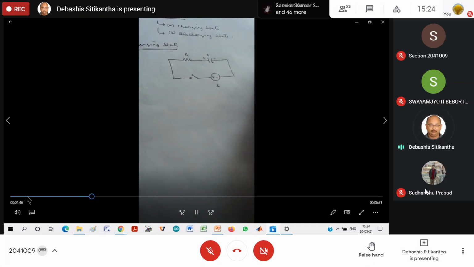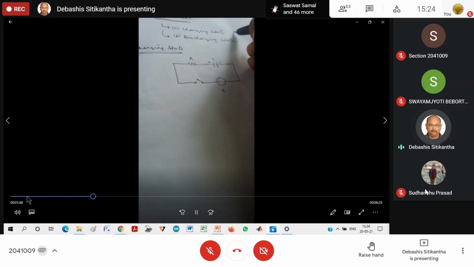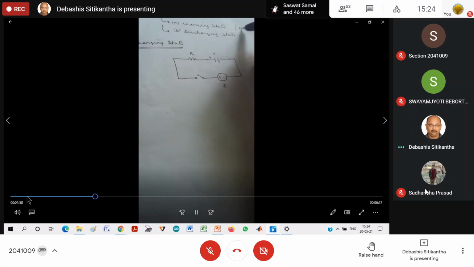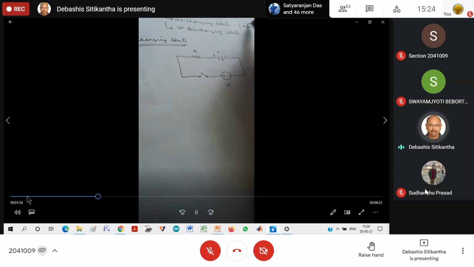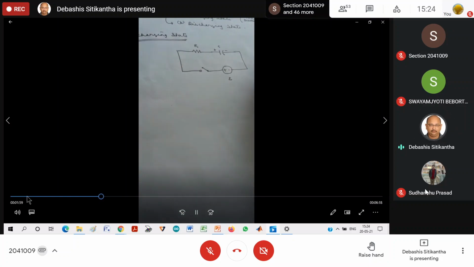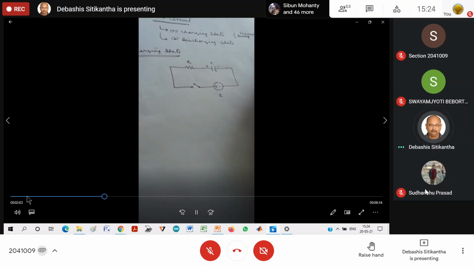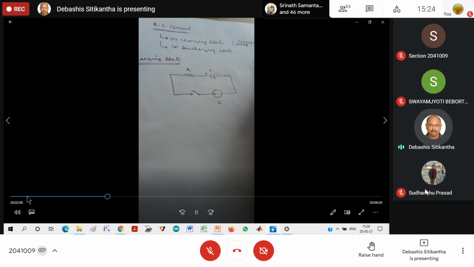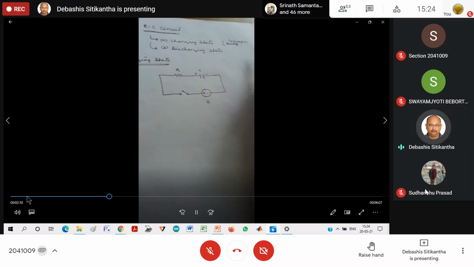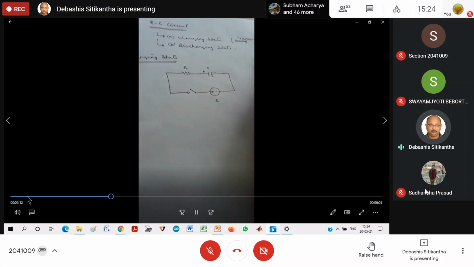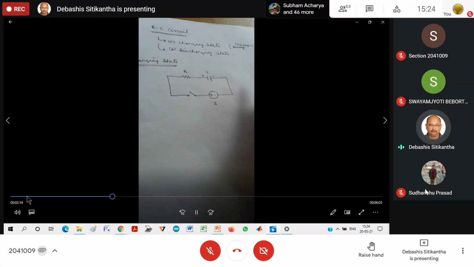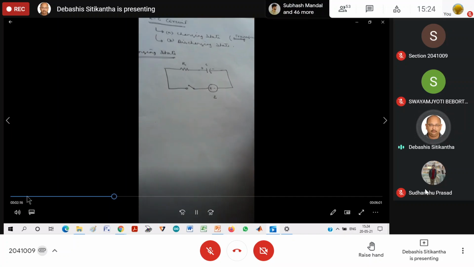Now, charging state means there will be a transfer of charges from one electrode to the other. In the process, one of the electrodes will gain the positive polarity, the other electrode will gain the negative polarity. And as already explained when we were studying the chapter dedicated to capacitors, I have explained how the capacitor is going to get charged.